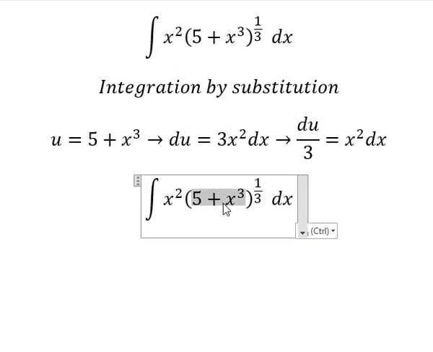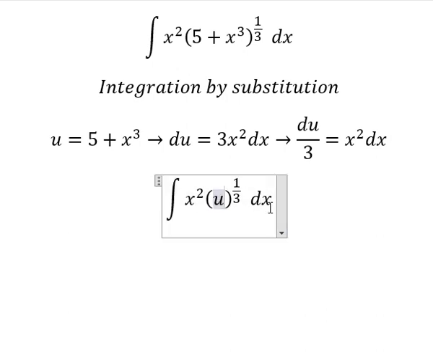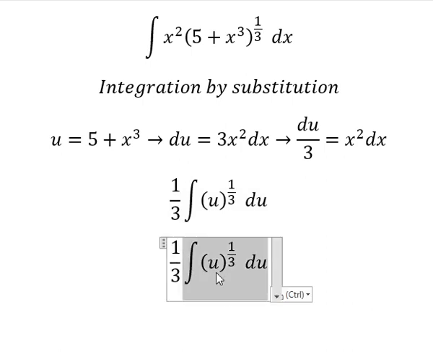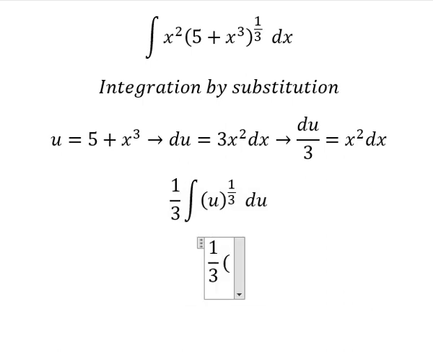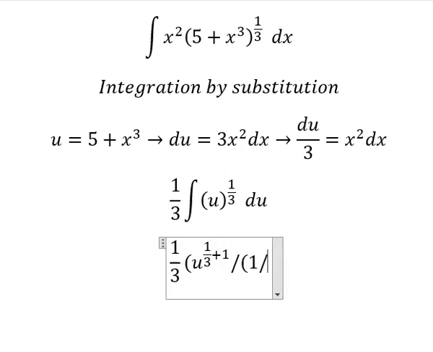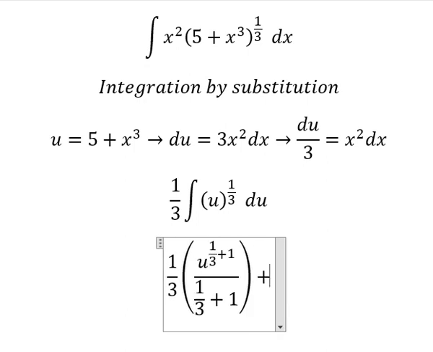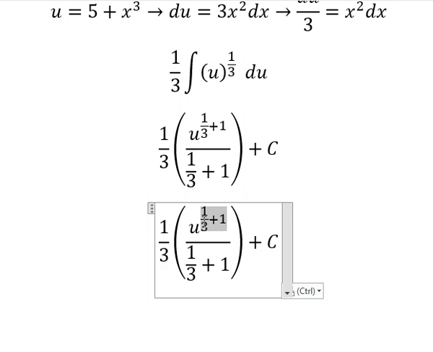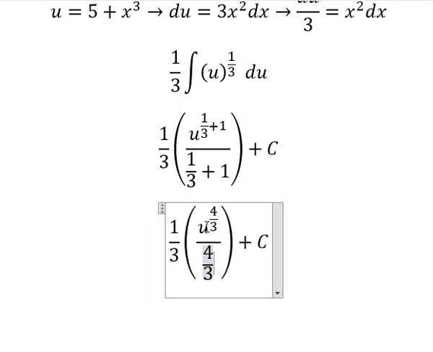So this one we change for u. x squared dx we change for this one. So the integration of this one is u to the power of 1 over 3 plus 1, over 1 over 3 plus 1, and I will put plus c. This one is 4 over 3. About u, that is this one.